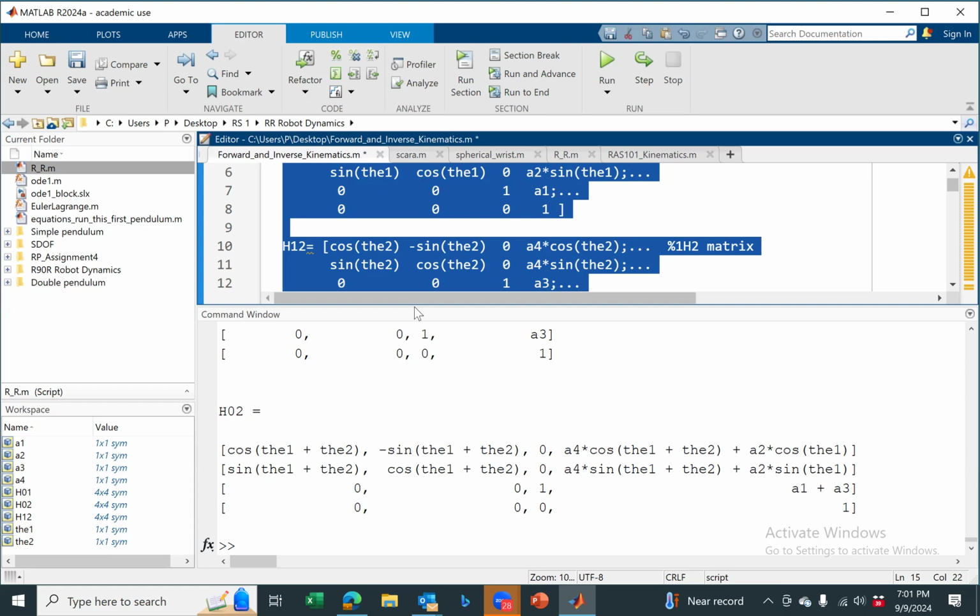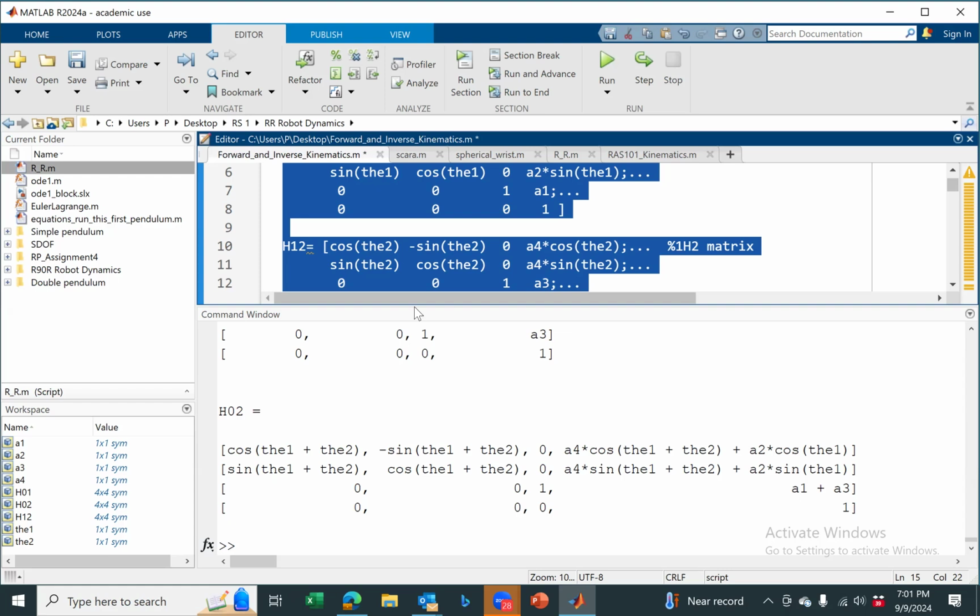Example, this is my first joint, this is my second joint. First joint went by theta 1, second joint went by theta 2. What is the final rotation with respect to the base axis? Theta 1 plus theta 2 about z naught. That's what this rotation matrix tells me.